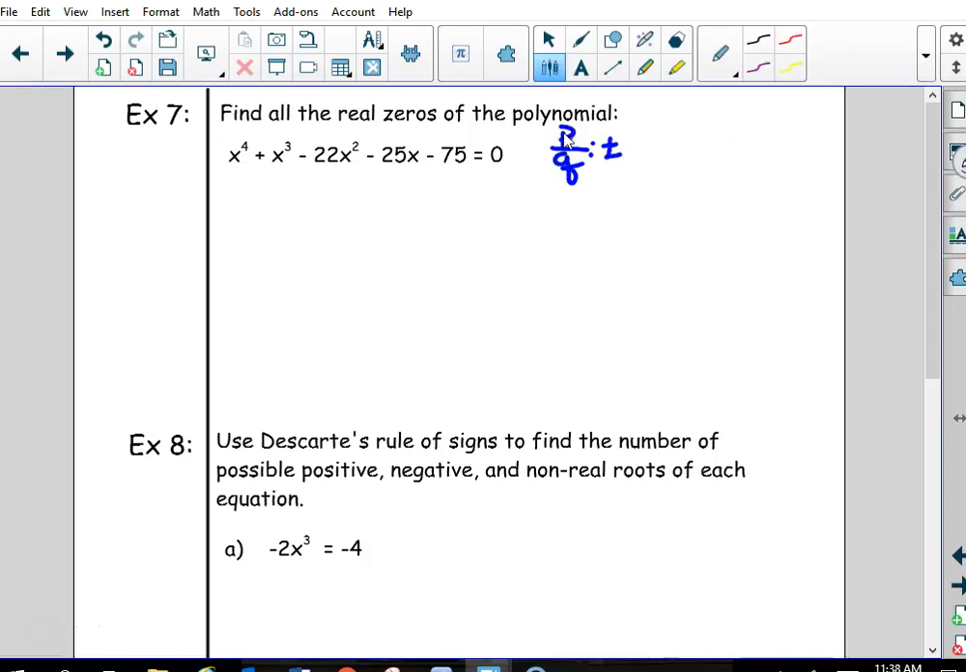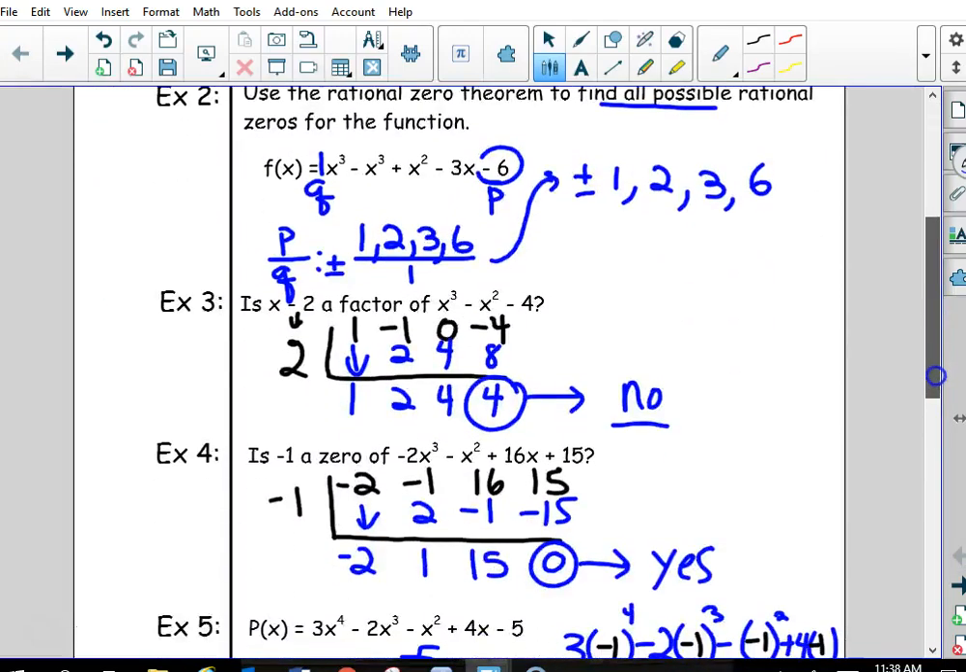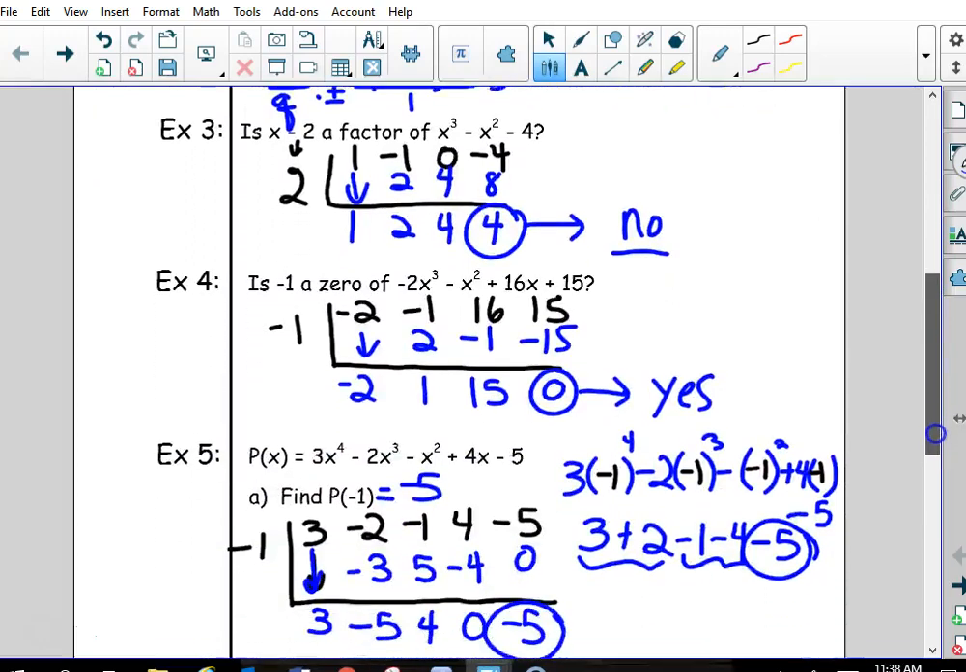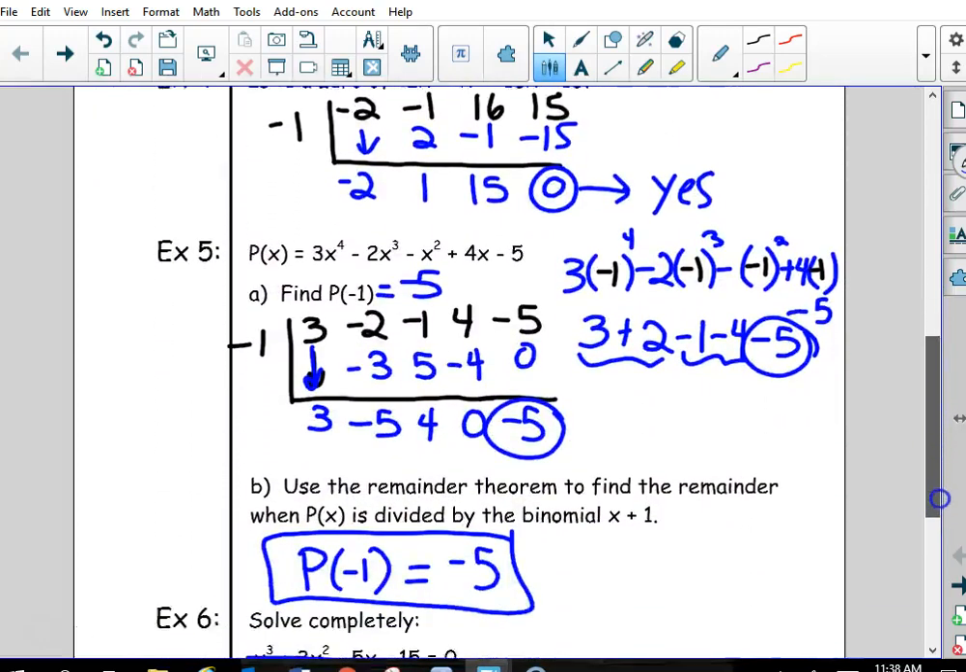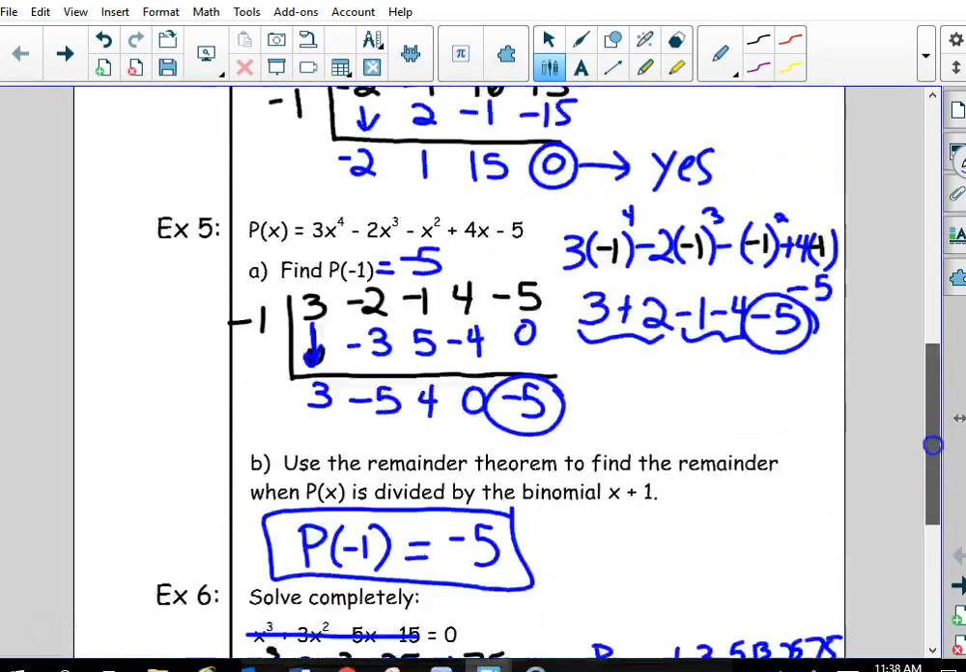Okay, factors of 75, real familiar number. 1, 3, 5, 13, and actually, I don't think that should be a 13. That's 15. I had it wrong on the last one. And 25. Well, now that bothers me. Is that the case? Yeah, 5 times 15, yep.